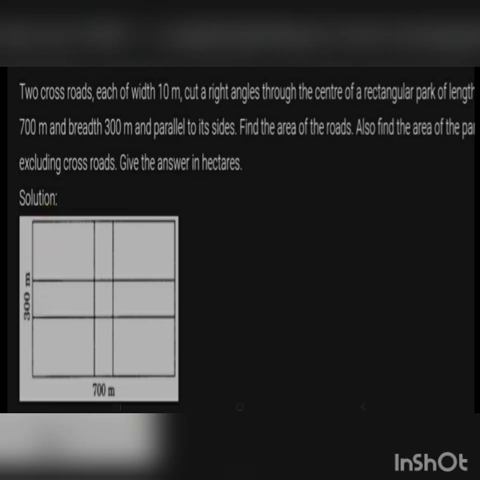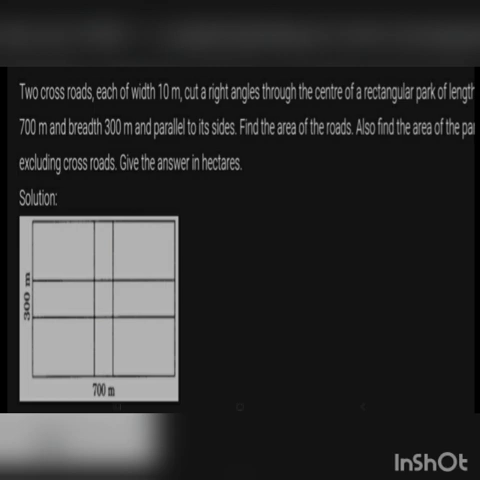Find the area of the roads. Also find the area of the path excluding the crossroads. That means we have to find the area of these roads. Then we have to find the area of this park excluding crossroads. That means without these roads, what is the area of this park? So with the given data, how can we find it?